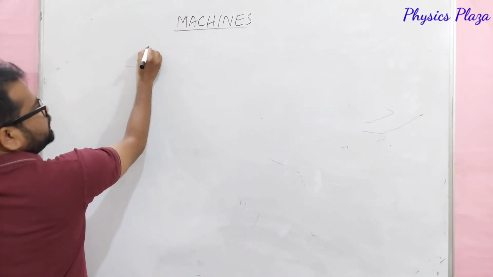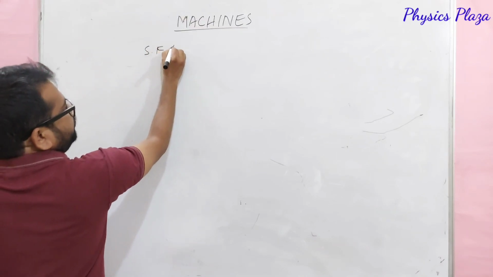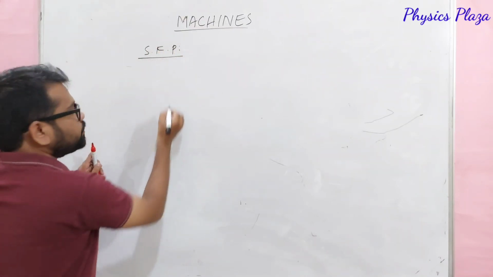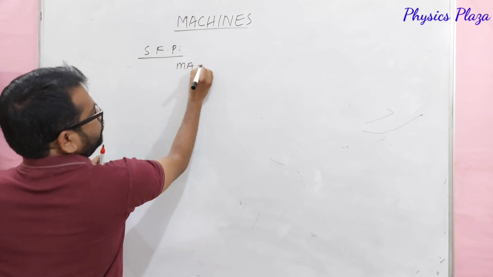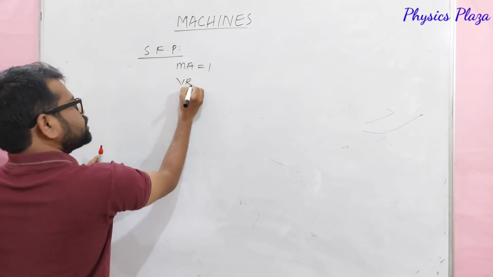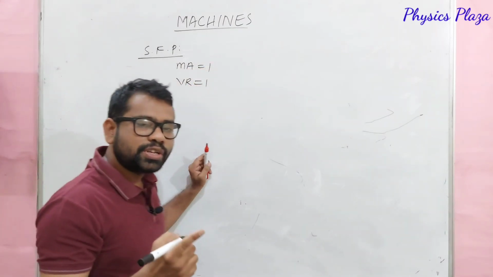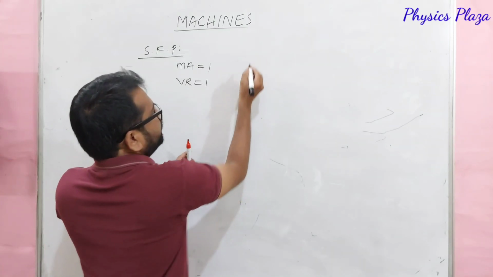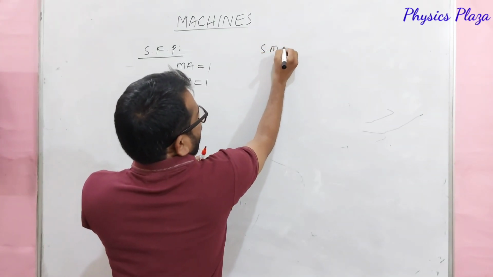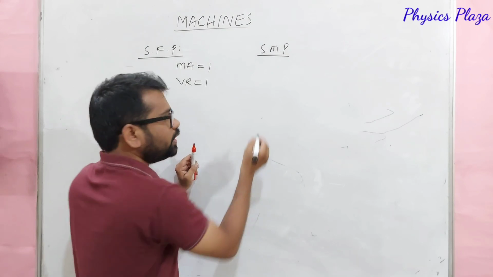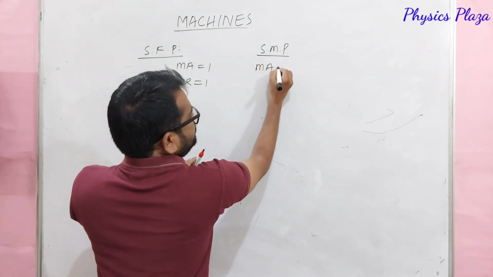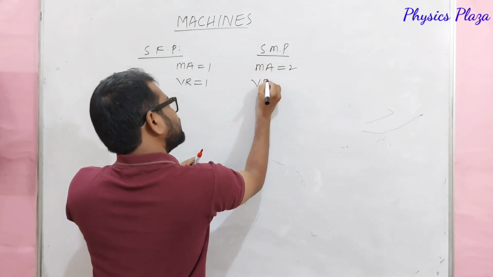For a single fixed pulley, children, mechanical advantage is equal to 1 only, and velocity ratio is also 1 only. It is used to change the direction of the effort applied. Whereas for a single movable pulley, the mechanical advantage is 2, and the velocity ratio is 2.